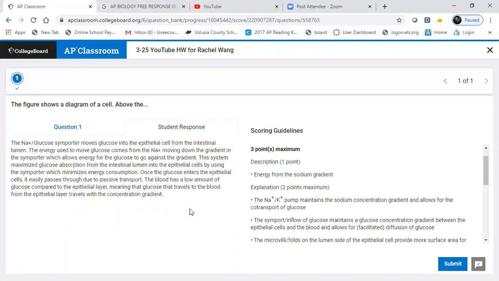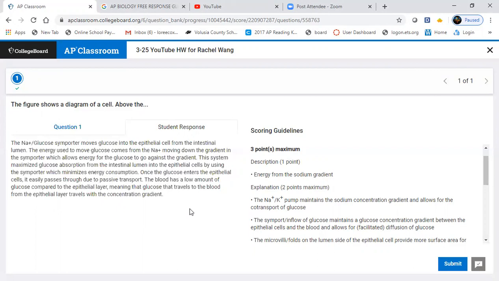It says this system maximizes glucose absorption from the intestinal lumen into the epithelial cells, repeating the question, right? So that far has been repeated, by using the symporter, which minimizes energy consumption. Once the glucose enters the epithelial cell, it easily passes through due to passive transport. Awesome word choice there. The blood has a low amount of glucose compared to the epithelial layer, meaning the glucose that travels to the blood from the epithelial layer travels with the concentration gradient. Okay, so this is a really, really good answer.